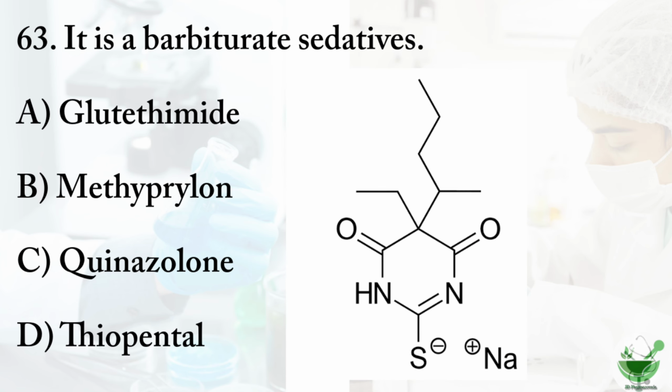Then question number 63. It is a barbiturate sedative. Option A, glutamide, option B, methylpyrrolone, option C, quinazolone, option D, thiopental. The correct option is option D, thiopental. So which is an injectable barbiturate sedative drug.